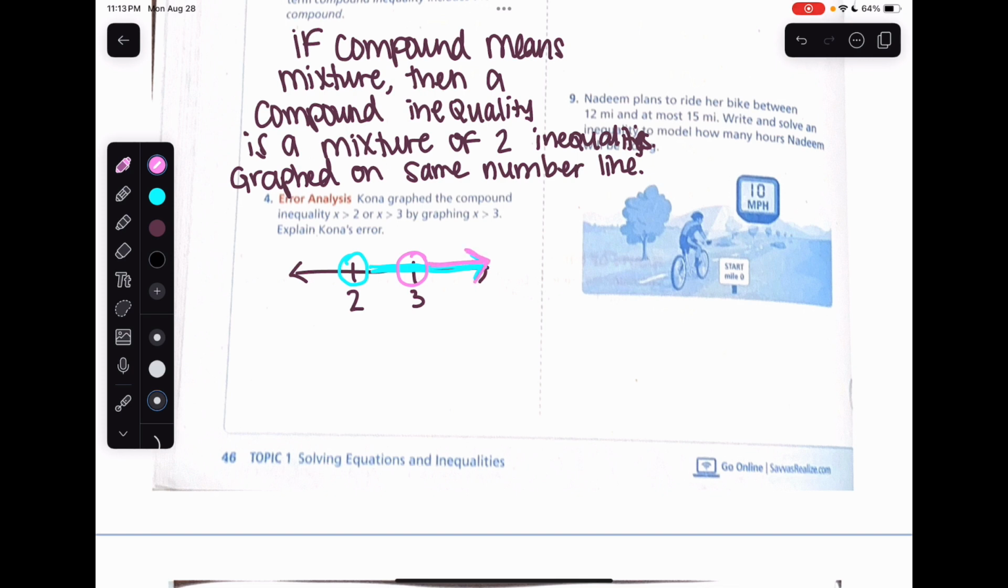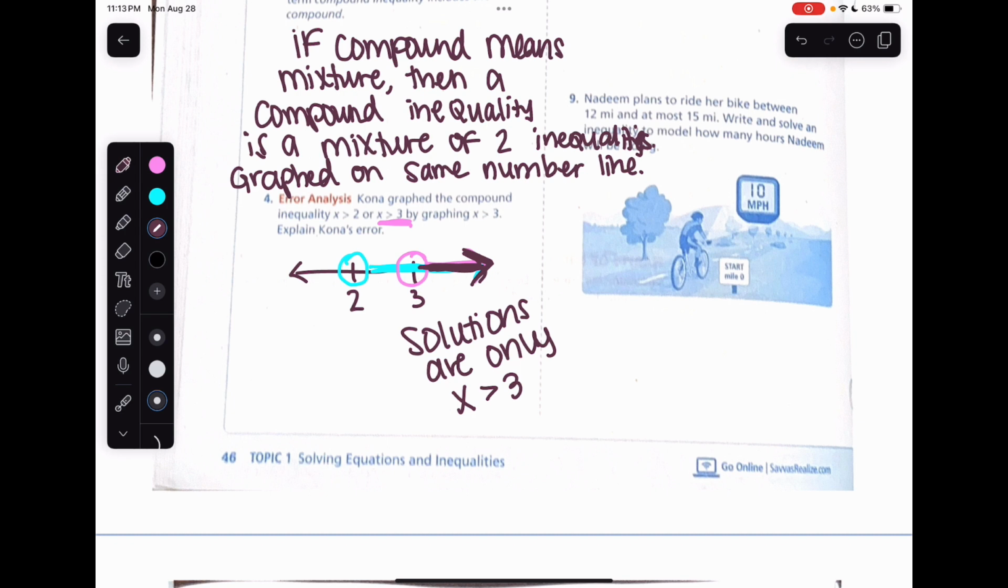The only one that would be true for this is x is greater than 3, right? That's the only way this could be true. The reason I say that is because the only place that I see an overlap is here. This is where the true solutions are, right? Where x is greater than 3, right? So the solutions here are only x is greater than 3. But that's not what he was trying to do, right?